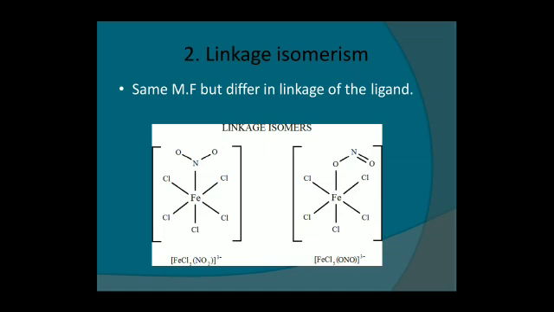Second is linkage isomerism. Linkage isomerism arises in a coordination compound containing an ambidentate ligand. Ambidentate means they have two donor sites. A simple example is the thiocyanate ligand, or we can say the nitro compound. Nitro behaves like two types. If nitrogen donates, it will form one form. If oxygen donates the ligand, it will form another form. So it is working as linkage isomerism.